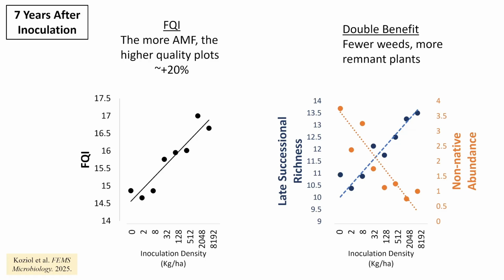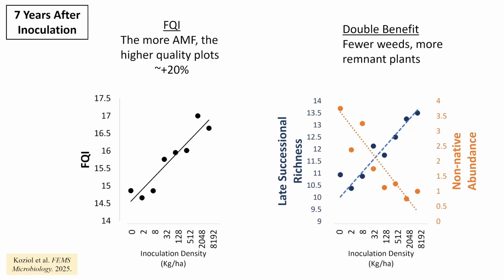In orange, we see the opposite pattern. So those are our non-native plants. And as we add more native AMF, we see non-native plants decline. And I'd like to see right about here, 128, non-native abundance is kind of low and stays consistently low. So we started to use this in our future trials as the recommended application rate, about 128 kilograms per hectare. So we saw both late successional plants doing great and our weeds not doing as well.